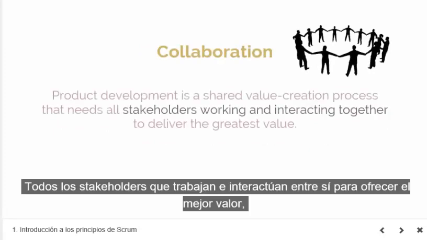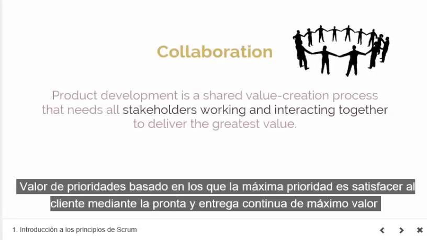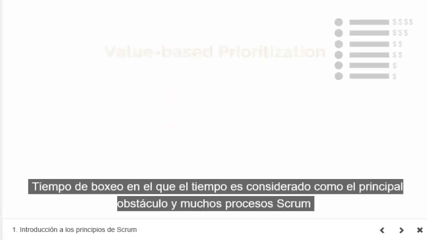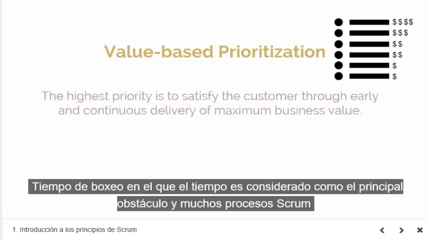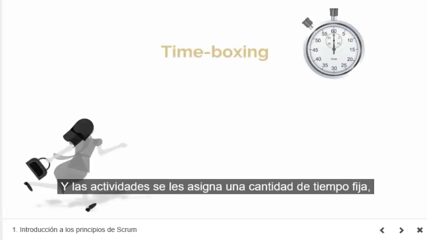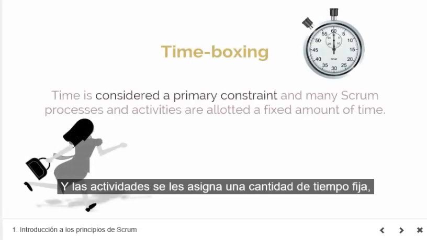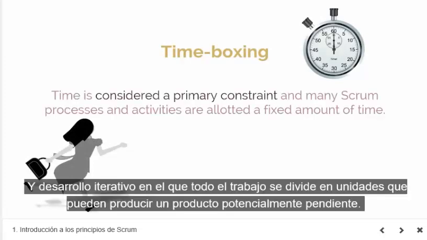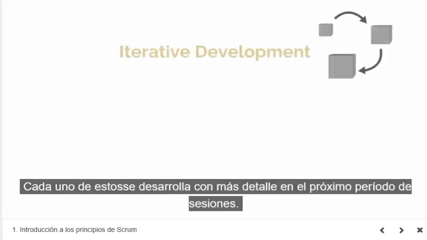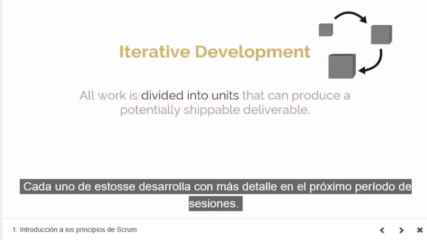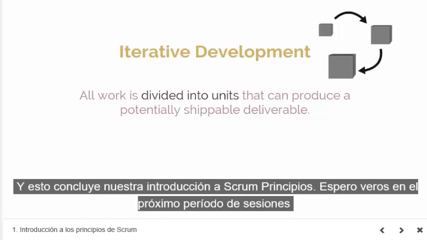Collaboration, in which product development is a shared value creation process that needs all stakeholders working and interacting together to deliver the greatest value. Value-based prioritization, in which the highest priority is to satisfy the customer through early and continuous delivery of maximum business value. Time boxing, in which time is considered a primary constraint and many Scrum processes and activities are allotted a fixed amount of time. And iterative development, in which all work is divided into units that can produce a potentially shippable deliverable. Each of these will be developed in more detail in the next sessions.